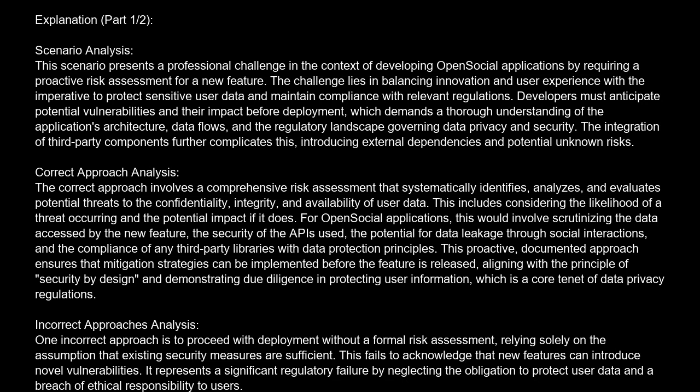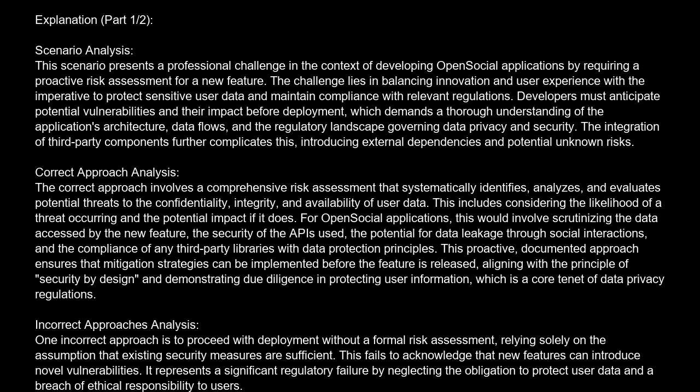The correct answer is D. Conduct a formal, documented risk assessment that identifies potential threats to user data confidentiality, integrity, and availability, analyzes their likelihood and impact, and outlines mitigation strategies before deployment.